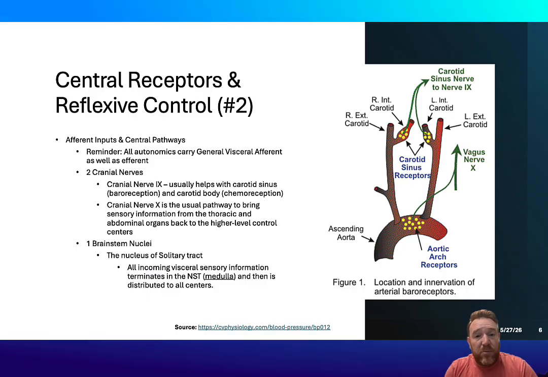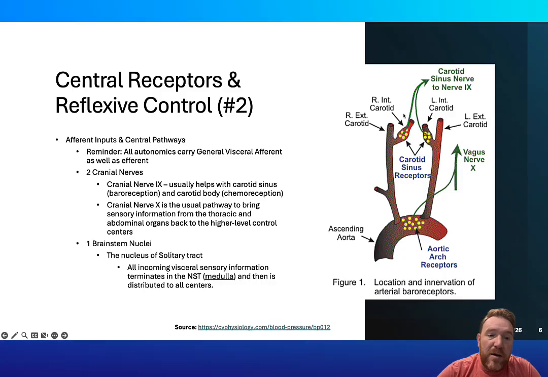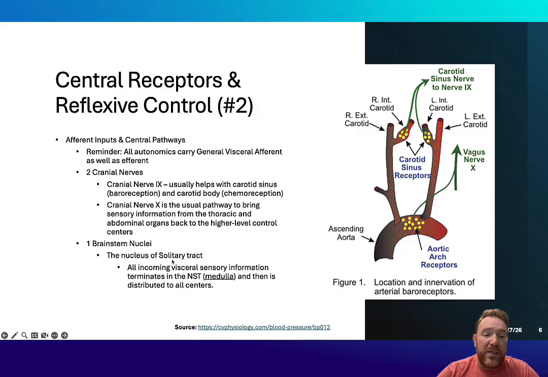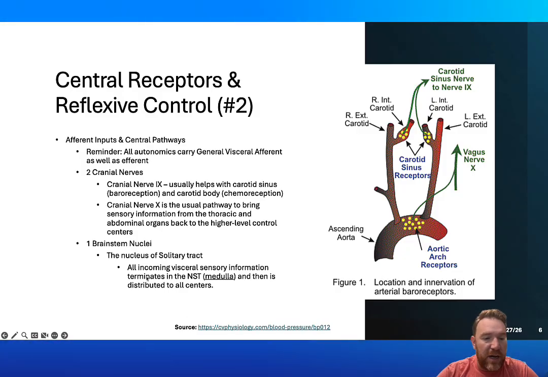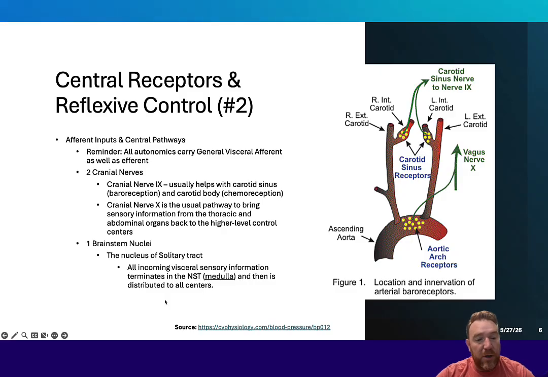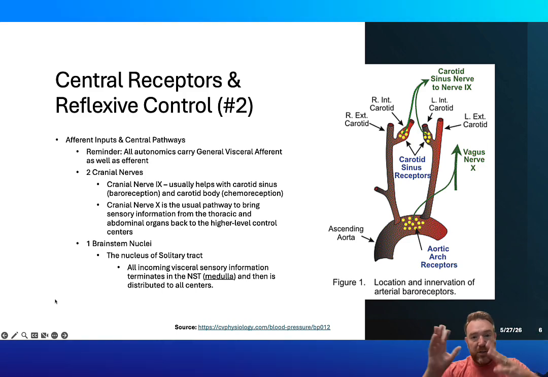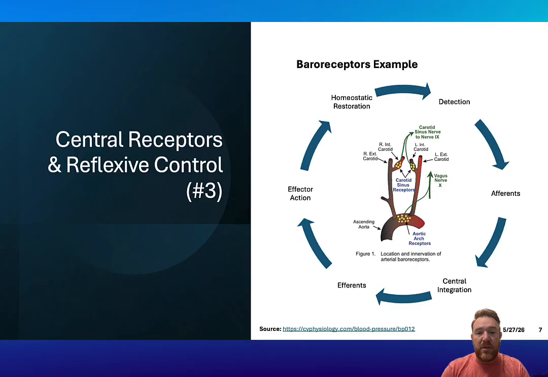We also need to monitor blood pressure, and part of this is through using our autonomics, primarily cranial nerve 9, it can be 10 as well, in response to these baroreceptors and chemoreceptors. So you're going to see cranial nerves come back. They're going to bring back that afferent, that sensory information up to these centers, and then it will respond the way it needs to. It's going to do this through the nucleus of the solitary tract, all right? All incoming visceral sensory information will terminate there. It's in the medulla. And this is distributed then to all the centers. So we're going to have this constant feedback from our arteries, that stretch on the arteries, so that way we know what to do. And it does it through this.